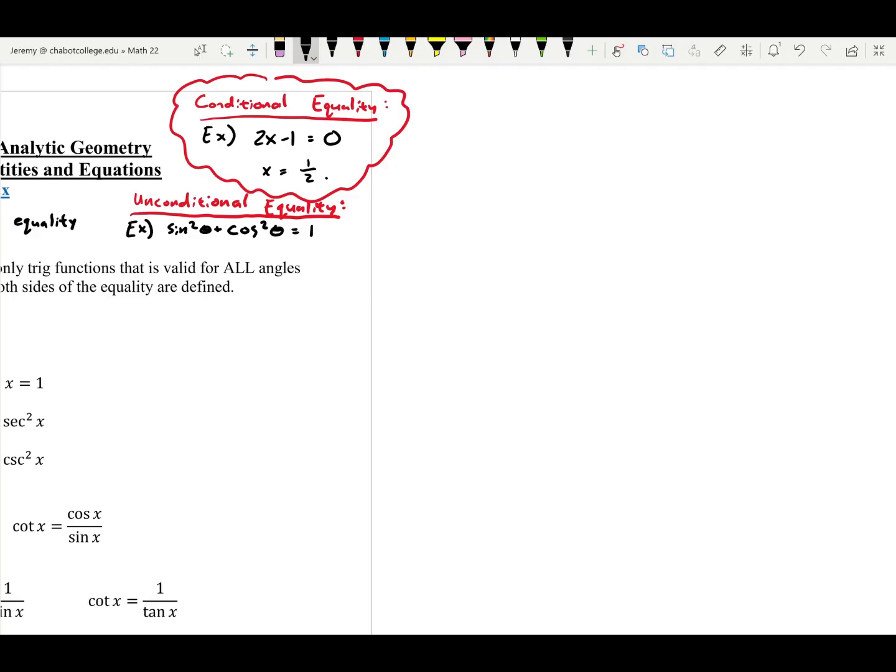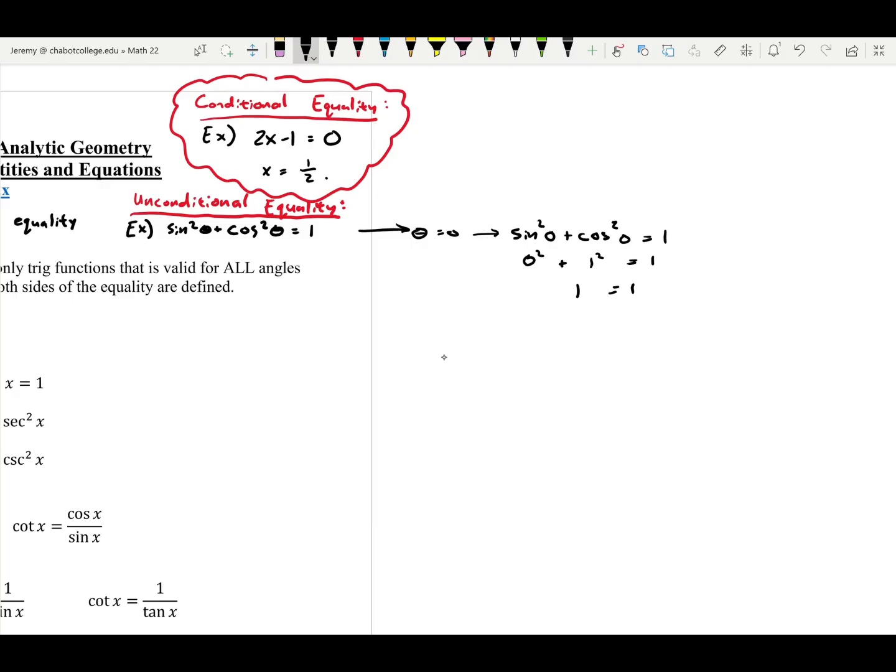You could put in 0 for theta, for example. So sine squared of 0 plus cosine squared of 0 should be equal to 1. What is sine of 0? It's just 0, so this is 0 squared. What is cosine of 0? It's 1. Notice that this simplifies to 1 equals 1.